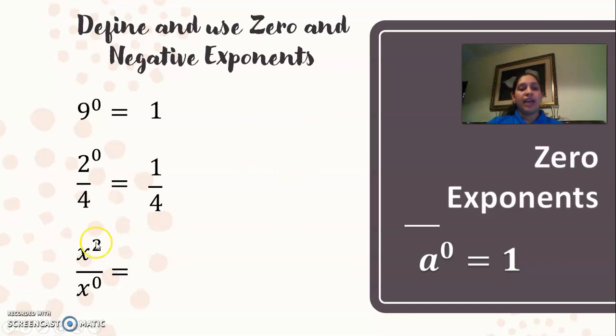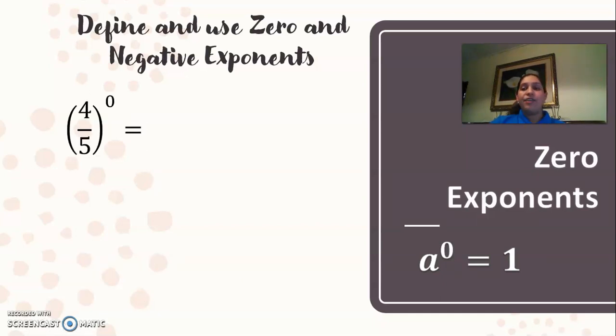Now, my next example: x raised to the power of 2 over x raised to the power of 0. Here, my x raised to the power of 2, I cannot simplify it more. But my x raised to the power of 0 is 1. So this way, I'm going to have x raised to the power of 2 over 1. Any number that has a denominator 1 is a whole number. So I'm going to take away this 1, and I'm going to have x raised to the power of 2. Now, let's see more examples of this.